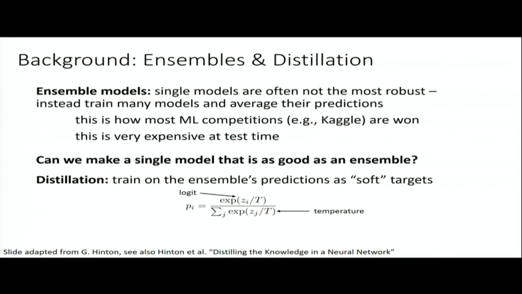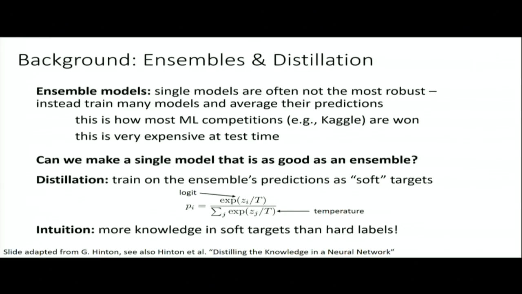And then you can simply do your cross-entropy loss against the p_i, treating them as the probability of a particular class. So you no longer have a hard assignment of a class to each data point, you now have a soft assignment. Why is this a good idea? Well, the intuition is that there's more knowledge in the soft targets than there is in the hard labels. And that knowledge can help you generalize better.